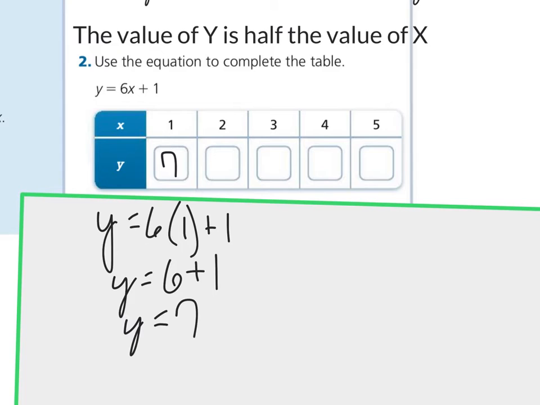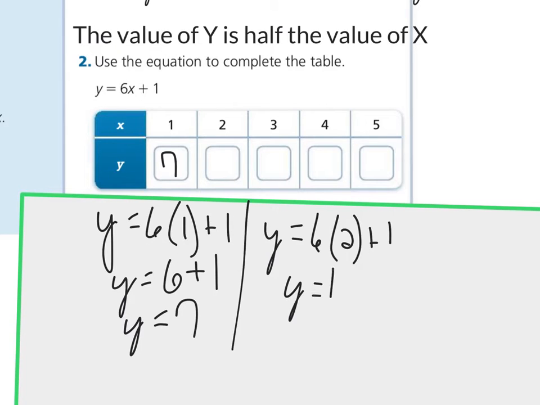We can do the same thing with the other numbers as well. If we put a 2 in for x, 12 plus 1 would be 13. You can do that for the rest of them. If you do, you should get 19, 25, and 31.